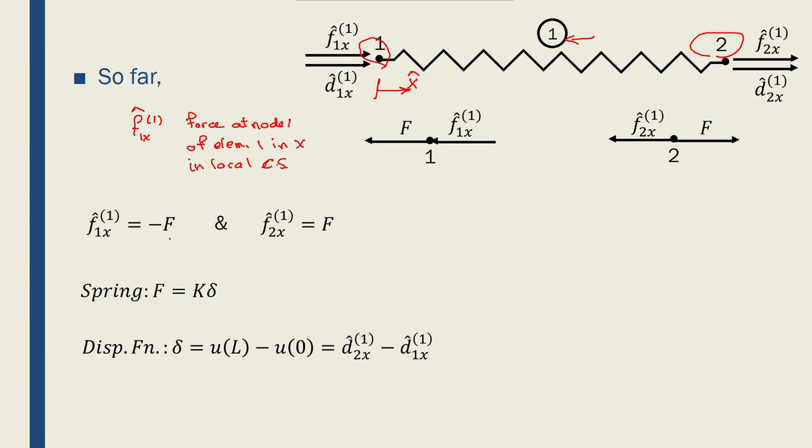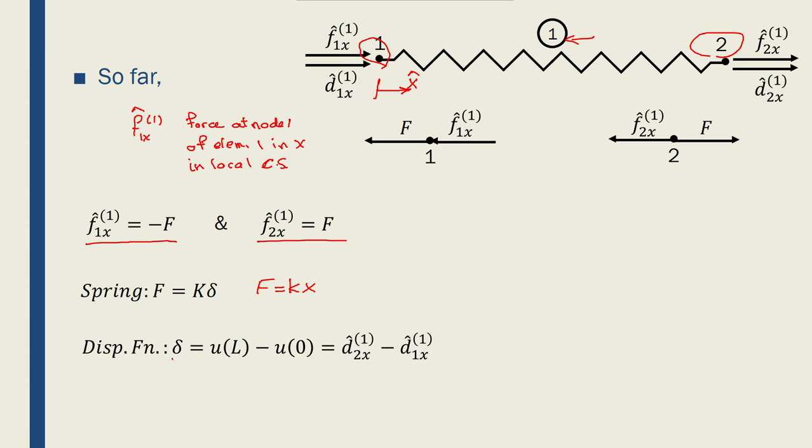And having applied equilibrium to nodes, we found that F1x1 is equal to minus F and F2x1 is equal to F. Now for a spring, we know that F is equal to K delta, or as I also said previously, F is equal to Kx. They're basically the same thing. F is the force, delta or x is the deformation or displacement, and K is the stiffness of the spring.